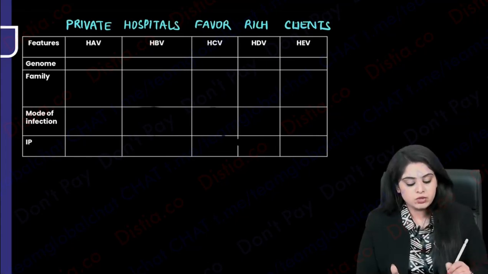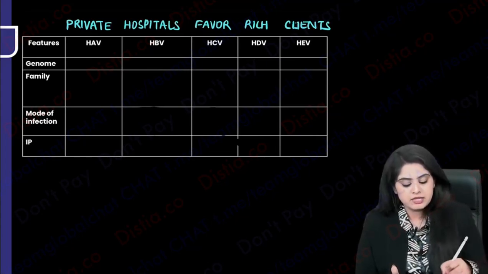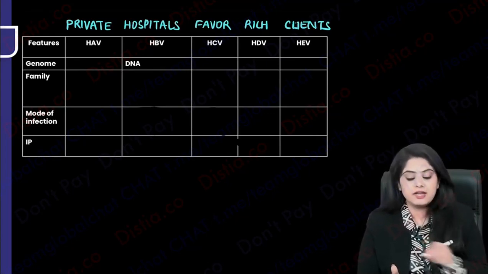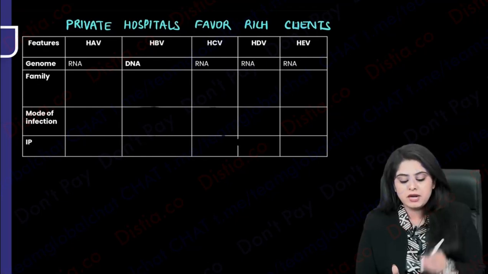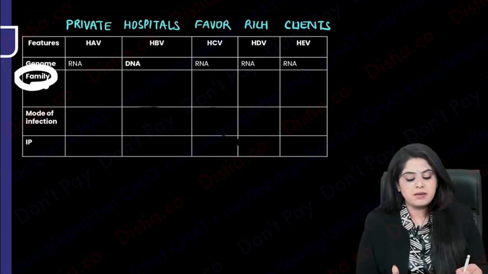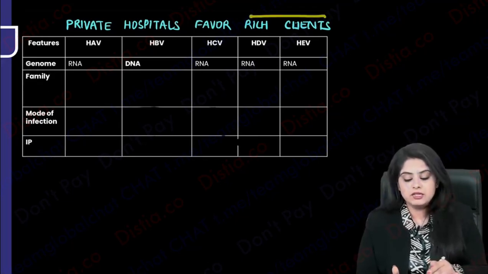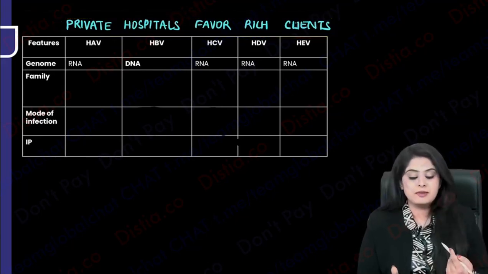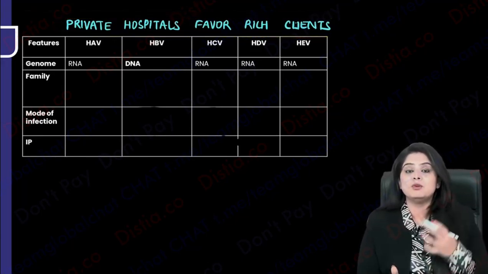So first, what I've already been telling you, hepatitis B is the only one that is going to be Hepadnaviridae, meaning DNA virus. Rest all of them come under RNA. This much information you know. Now you need to know their families, and to learn their families you need a mnemonic out here, because I've realized that many students don't know the family name, the main family origin.